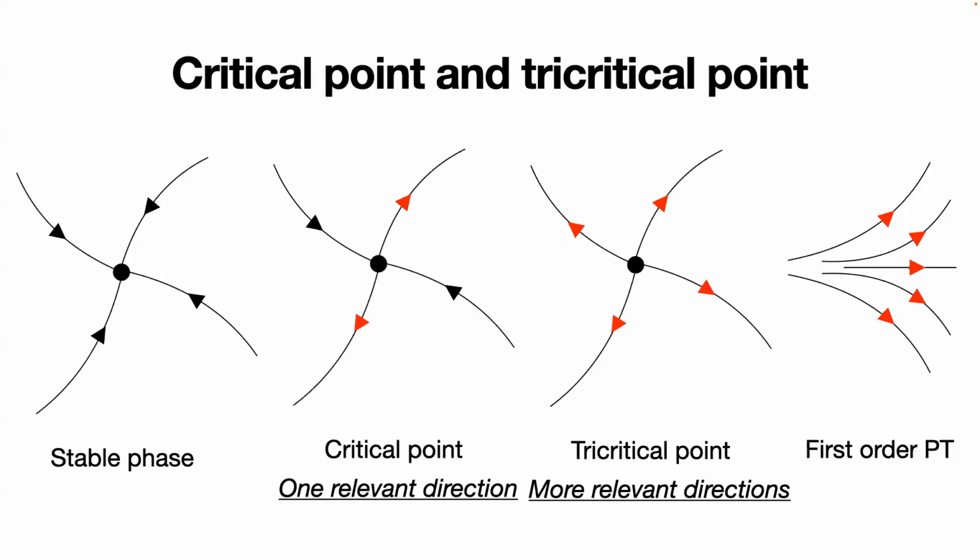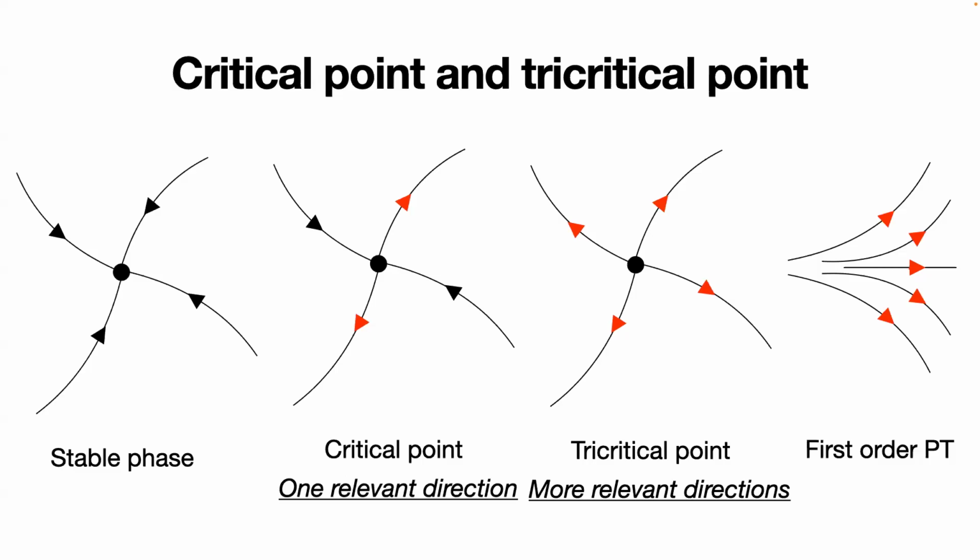Okay, so we can have various different types of fixed point depending on the RG flow around it. For example, in this case, the RG flow, given by the changing of the effective theory, always runs into this fixed point. So there's no flow out of it. So we say this is a stable fixed point. It corresponds to a stable phase because no perturbation can bring us away from this fixed point.